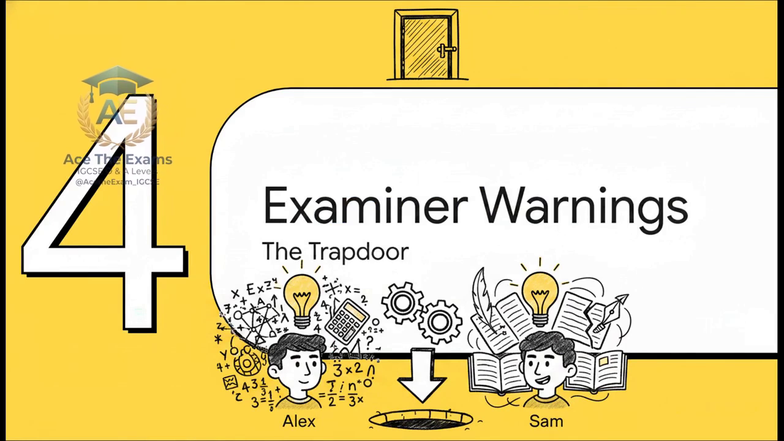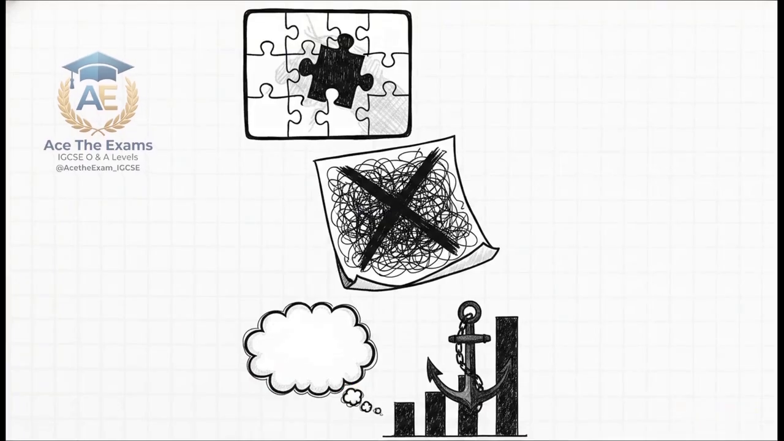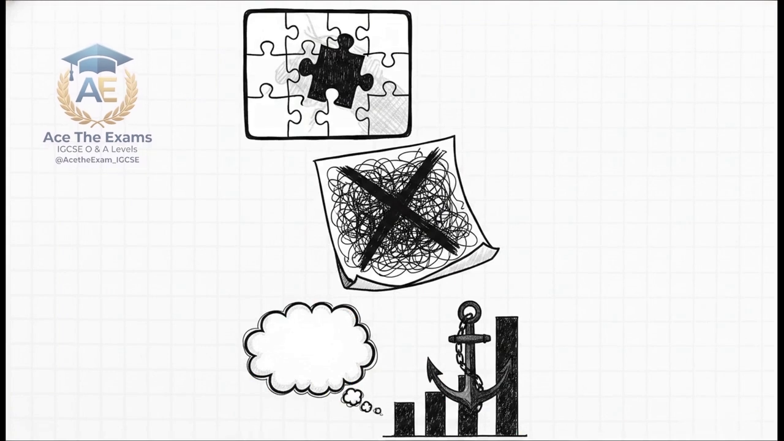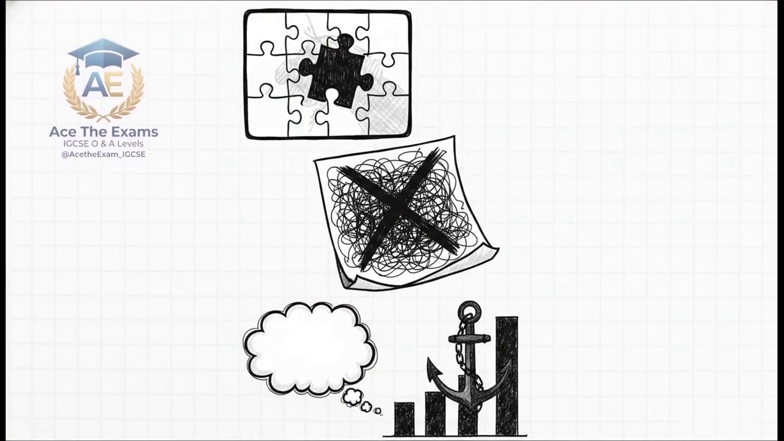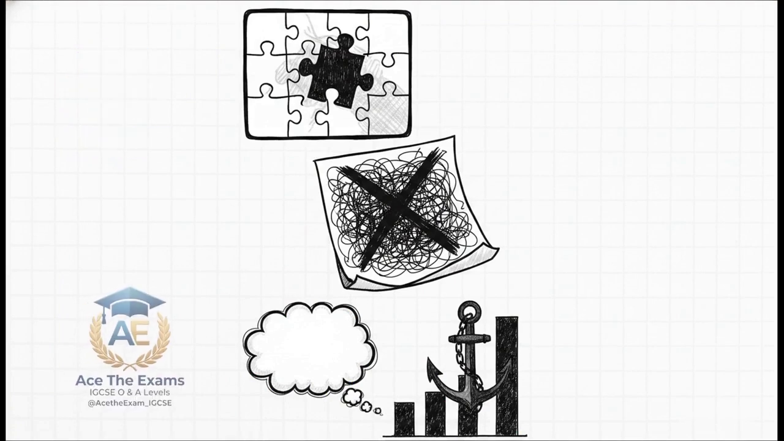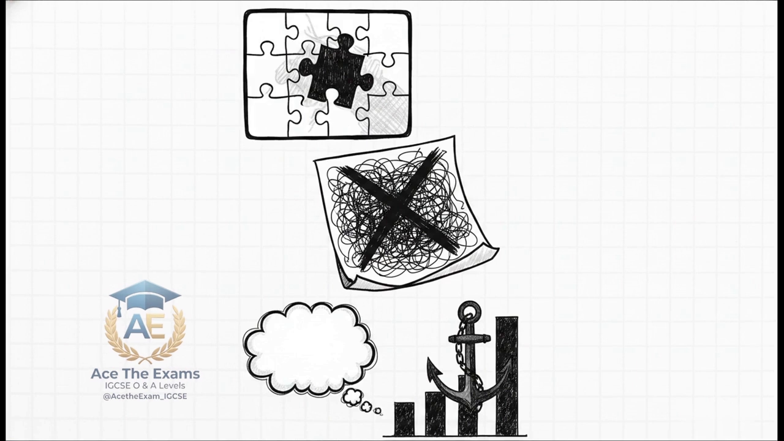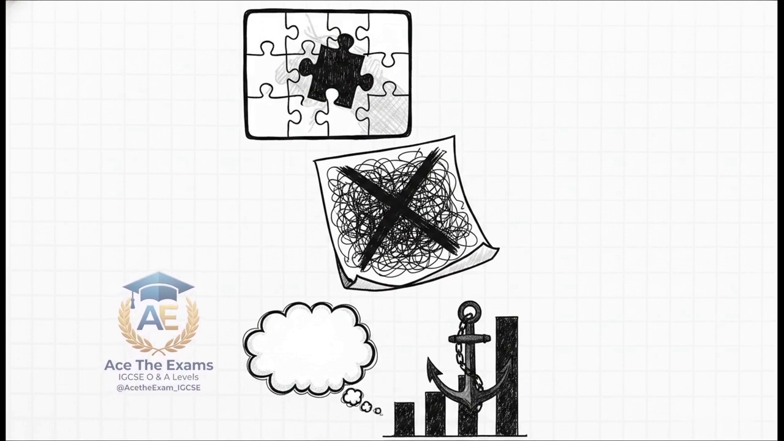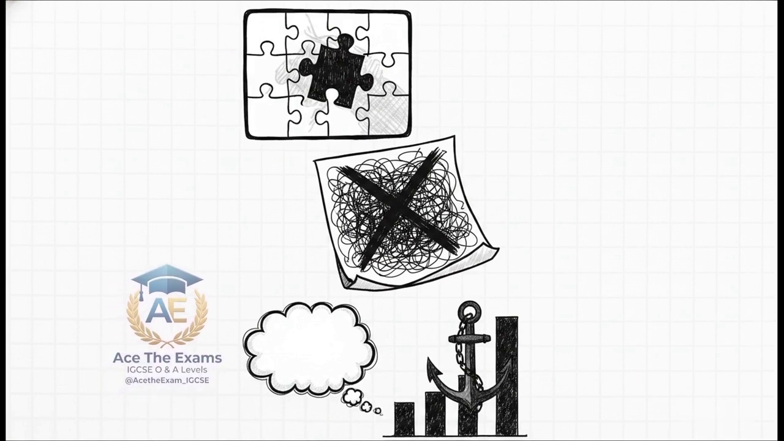Section 4, Examiner Warnings and Recap. Let's look at the trapdoor. Our scholars Alex and Sam now understand exactly how the examiner tests them. It was a huge breakthrough for them. Alex realized that raw math without context is basically useless, and Sam finally realized that writing beautiful essays without procedural, numerical evidence is equally useless.